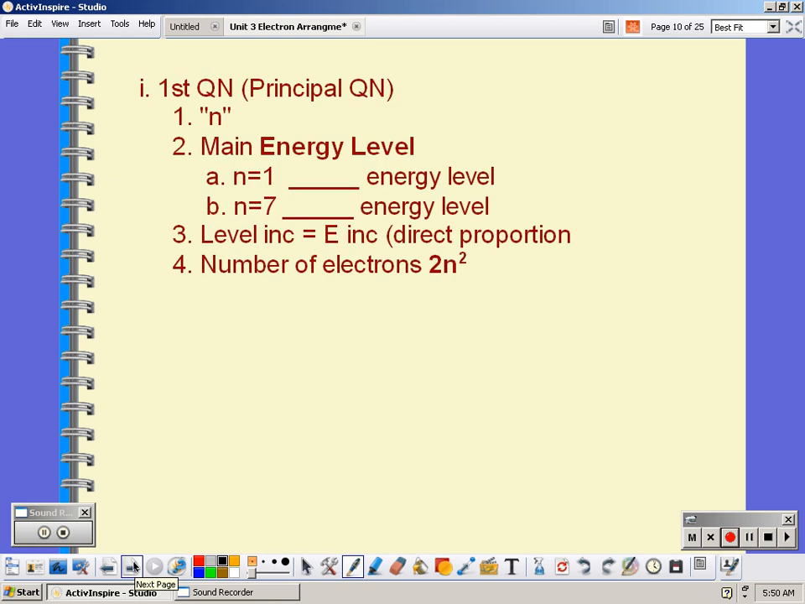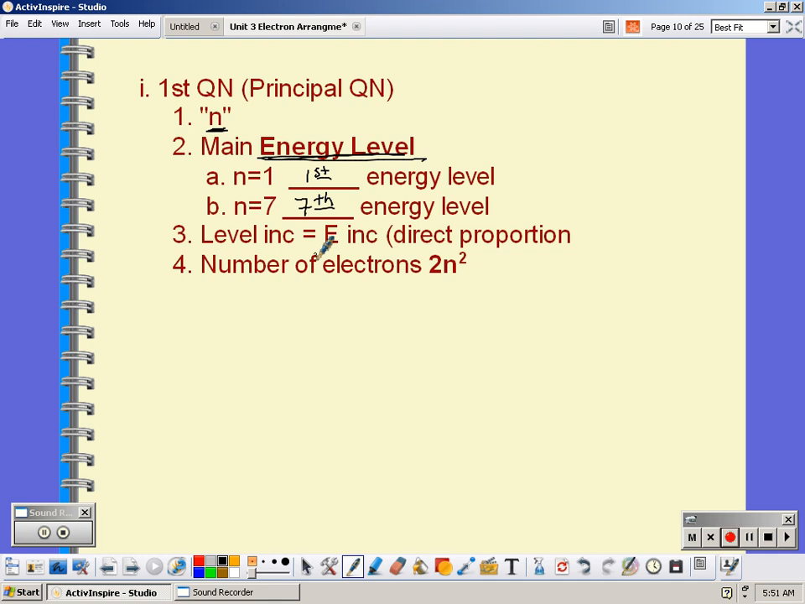The first quantum number is your principal quantum number. It's represented by the letter n, and it tells us the main energy level. So if n is equal to 1, then you're on the first energy level. If n is equal to 7, then you're on the 7th energy level. As the levels increase, the amount of energy that electron has also increases, so it's a direct proportion. So an electron sitting on the 7th energy level has much more energy than the electron sitting on the first.